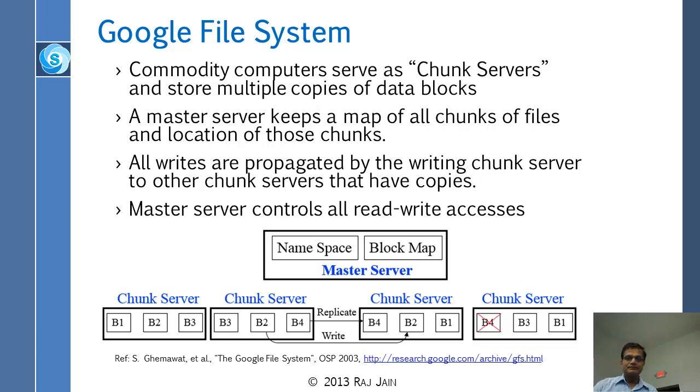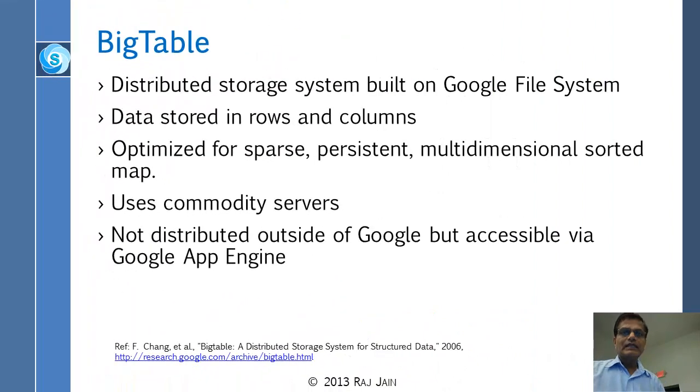All right. So this is Google File System. And using that, they made a distributed storage system, which they call BigTable. And BigTable was also published, and all of these papers are available on the Google website, by the way.